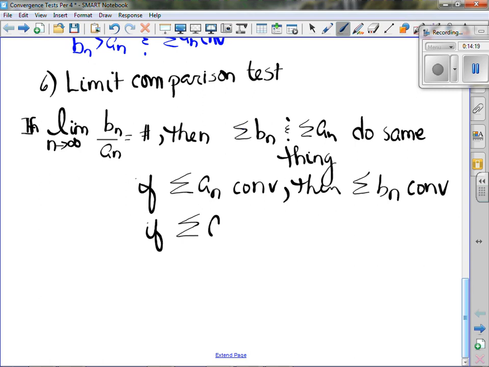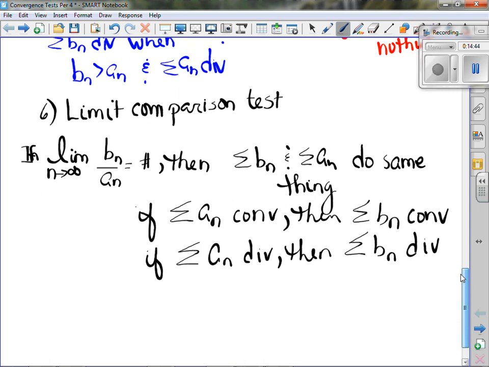So if A sub n diverges, then B sub n diverges. I prefer to put my known series in the denominator, and I look to see what it looks like. You might have some problems with logs. We'll do problems, so we'll find some of those.